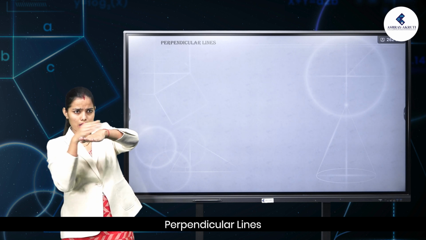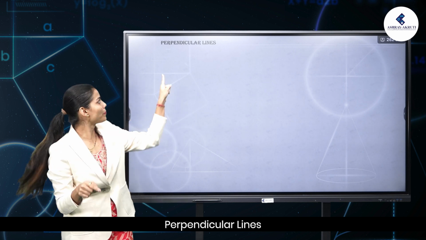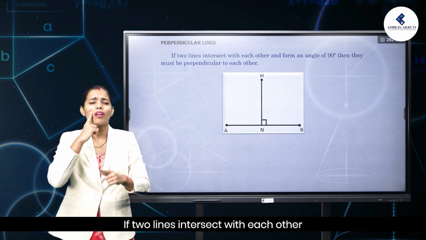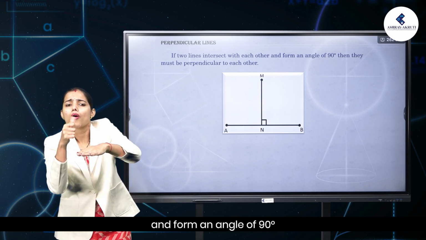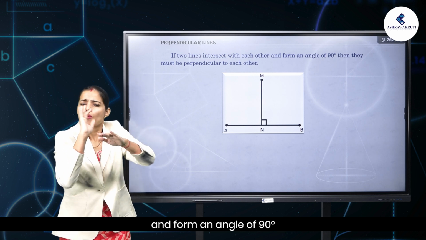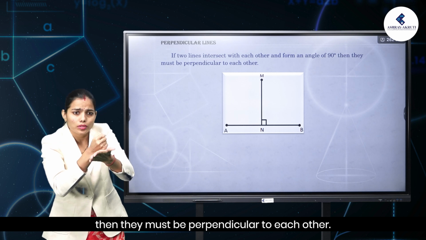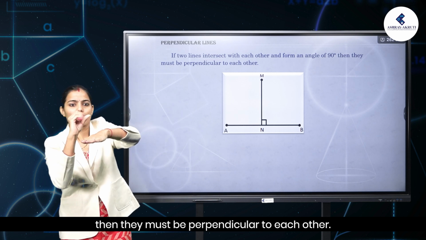Perpendicular lines. If two lines intersect with each other and form an angle of 90 degrees, then they must be perpendicular to each other.